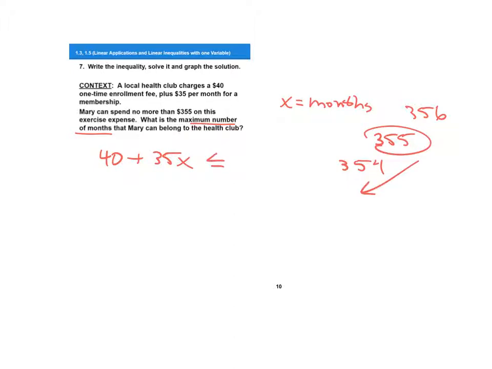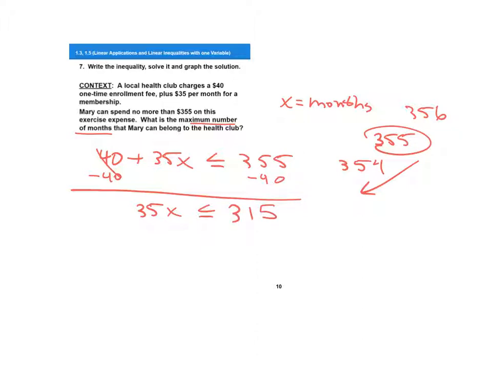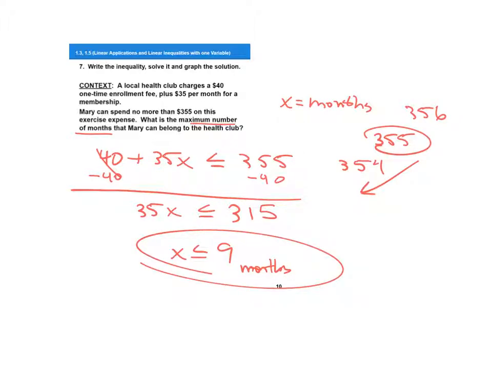So that means I can include $355. And so the inequality symbol is critical if you're going to look at your possible values. So we're going to subtract 40. So we're going to solve an inequality just like an equation. Inverse operations still apply. And so you've got $315 divided by 35. And so that should put you roughly around 9 months or less.